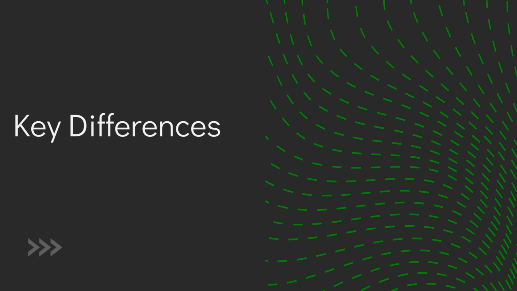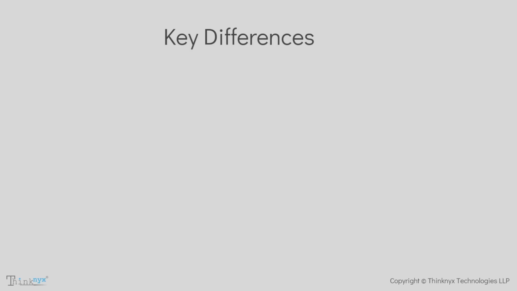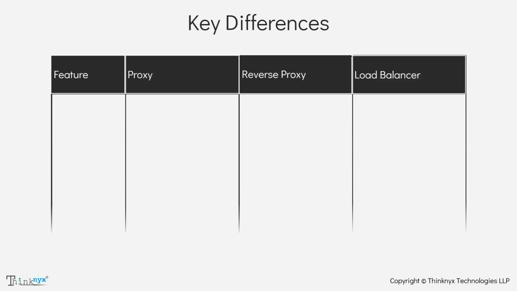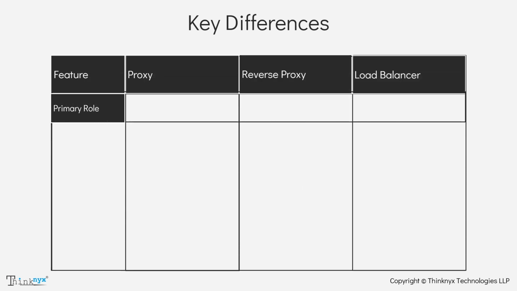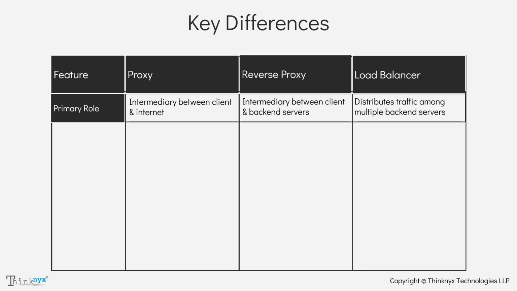Now, let's go over the key differences in a structured way so you can understand when to use each component. Primary role. A proxy is used to act as an intermediary between the client and the internet, hiding the user's identity. A reverse proxy serves as the intermediary between the client and the backend server, adding security and performance optimization. A load balancer is designed to distribute traffic among multiple backend servers, ensuring high availability and efficiency.